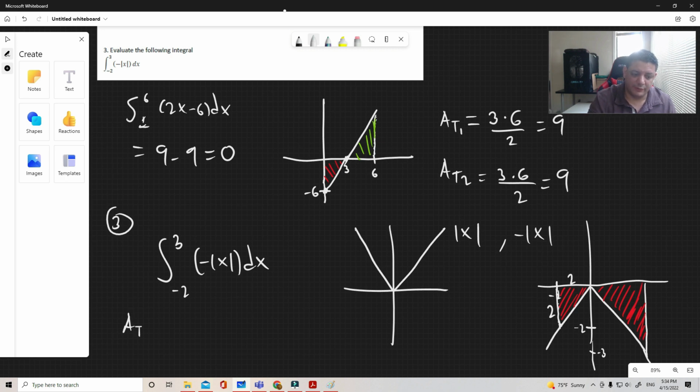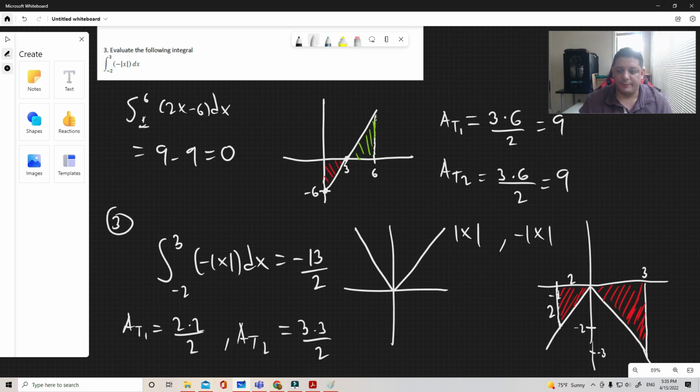So the area of the first triangle is going to be 2 by 2 over 2. And the area of the second triangle is going to be 3 by 3 divided by 2. So this is 4 halves and 9 halves. Since they're both negative areas, this is going to be minus 13 over 2. And those are some examples where we can calculate the area under the curve with trigonometric and geometric figures.